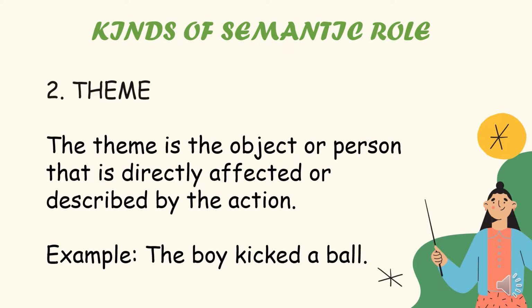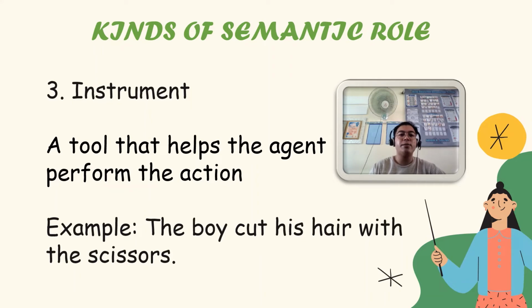Alright, so this time we will proceed to the third kind of semantic role. Now, the third one is the instrument. What is meant by the instrument as a semantic role? Instrument is a tool that helps the agent perform the action. Now, we have here an example. The boy cut his hair with the scissors. From that given sentence, we can notice that there is a tool that helps the agent perform the action. That is the semantic role of an instrument.